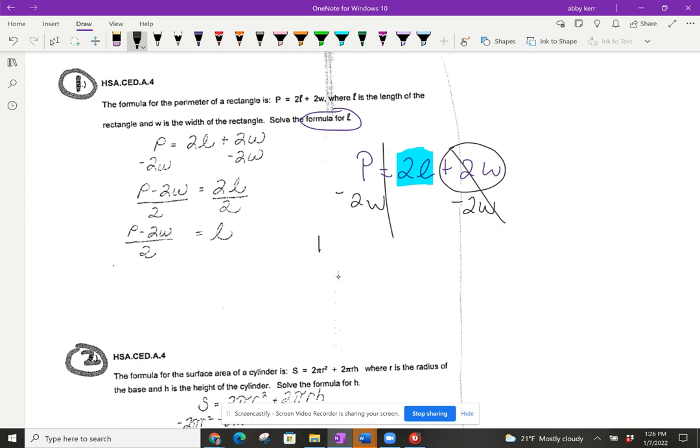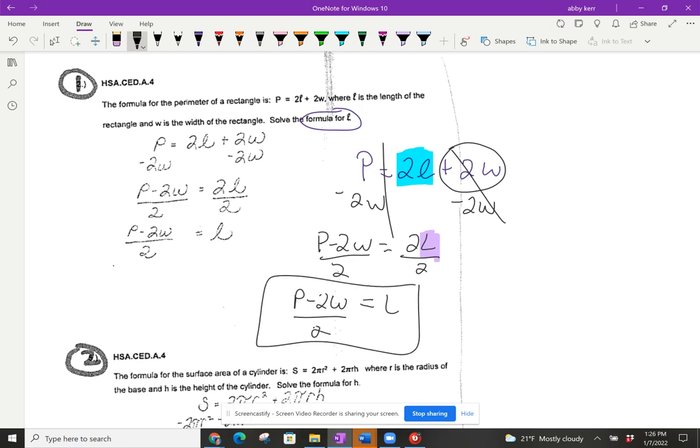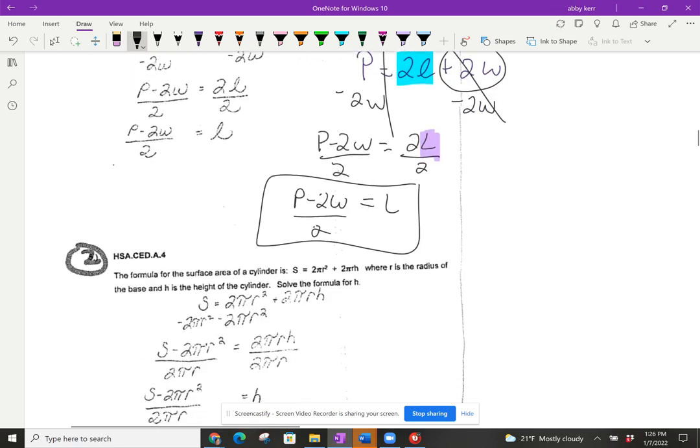So P and W are not the same letters, so it's P minus 2W over 2L. Now we are allowed to look at the L. How do we undo multiplying? We divide by 2. So even though we have all these different letters and numbers, it all came down to a two-step equation.